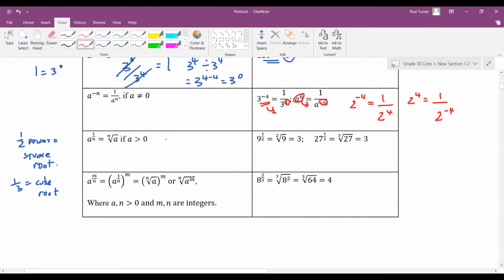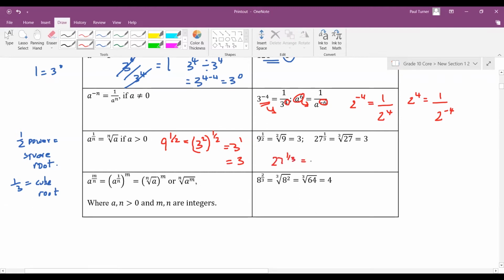Now 9 to the half. Okay, 9 we know is 3 squared, isn't it? 3 squared is 9. So we write a half power here. And at this point, we multiply these two powers. So 2 times a half is 1. So we get 3. So 9 to the half is 3, which is square root 9. The same with 27 to the third.